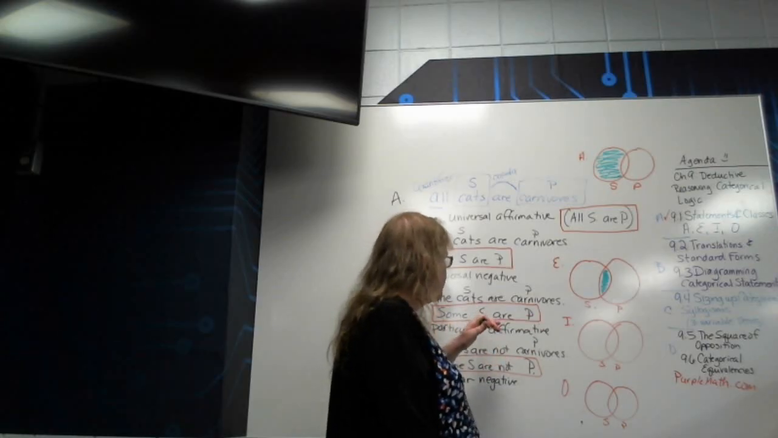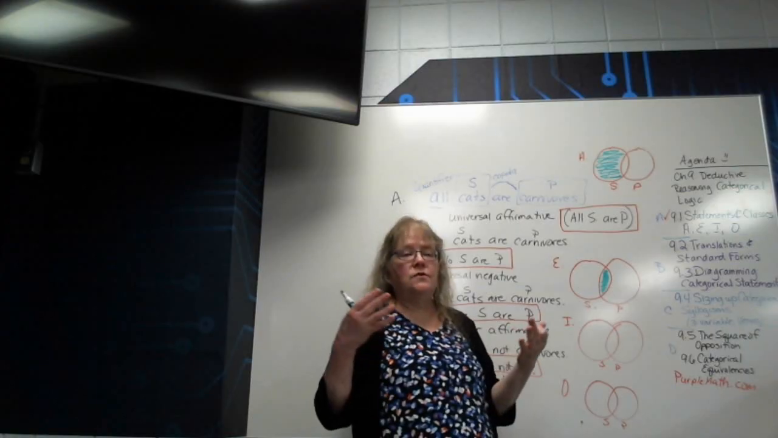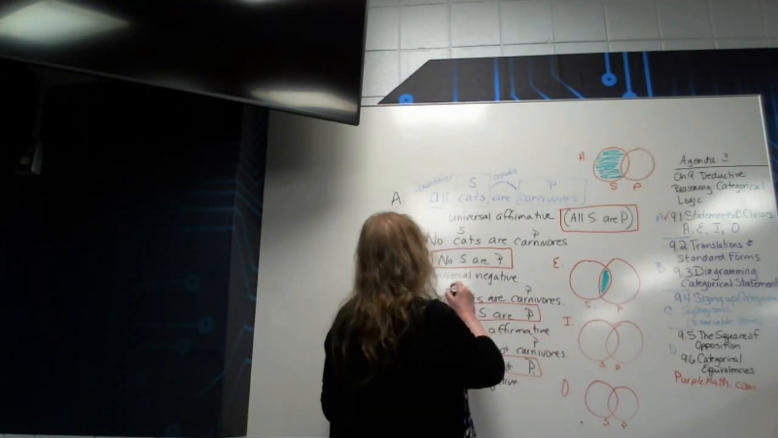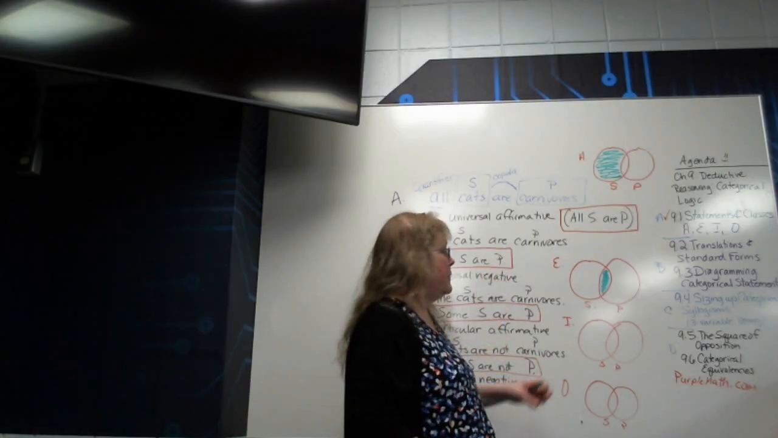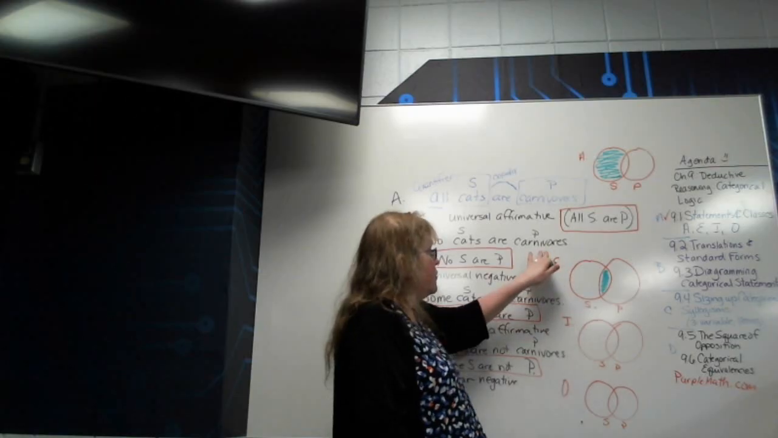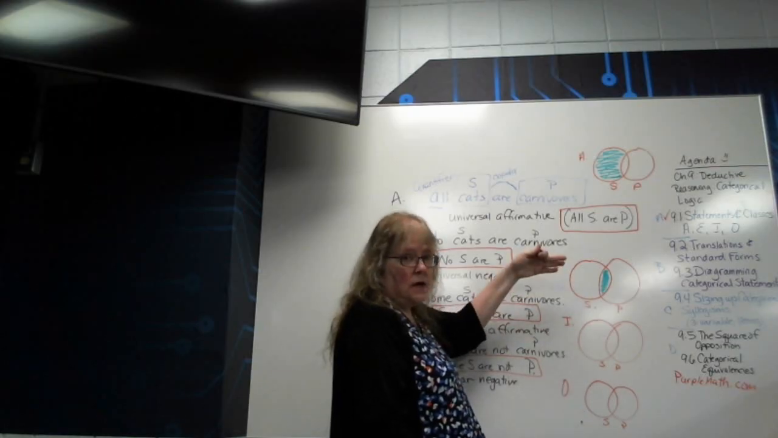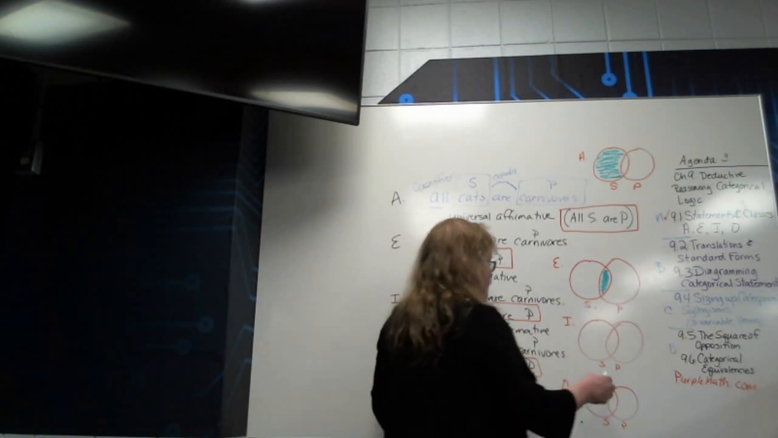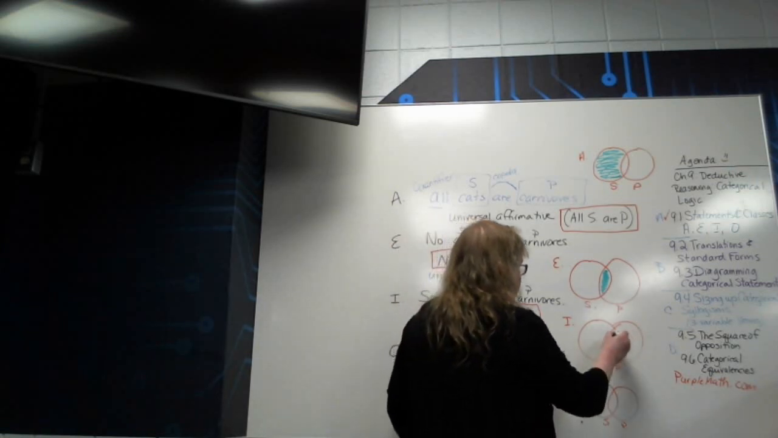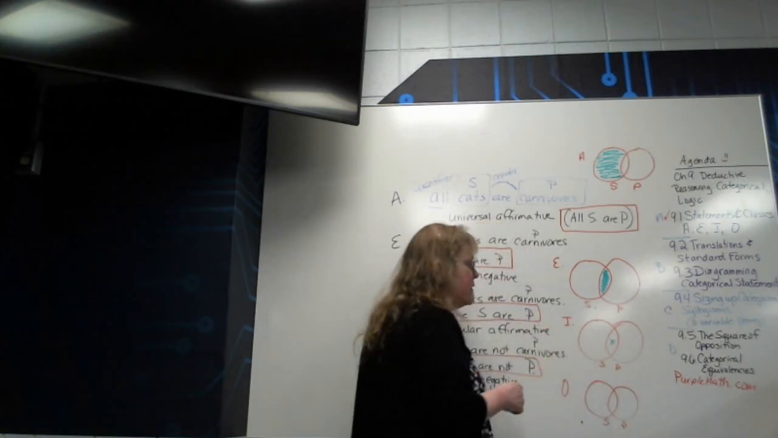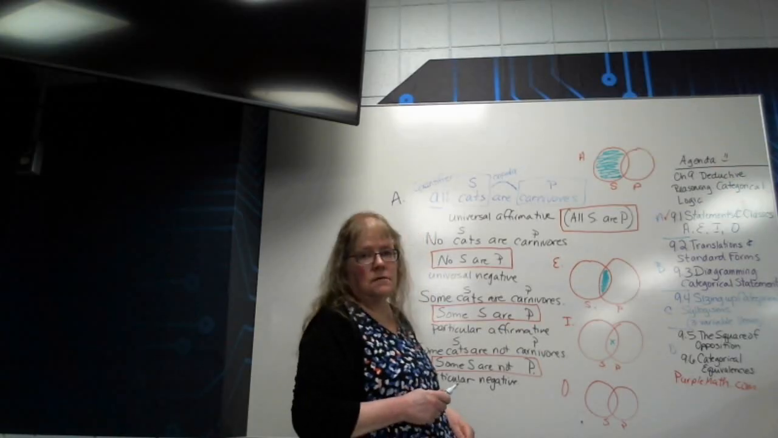Some cats are carnivores, some SRP. And remember, I told you that some means at least one. So for some, we use an X, okay? So the particulars, we use an X. For the universals, we color the whole space in. That also makes sense, right? So some SRP, so there's at least one S that is also a P. So we put a little X there in that eyeball section. Okay, the middle room.